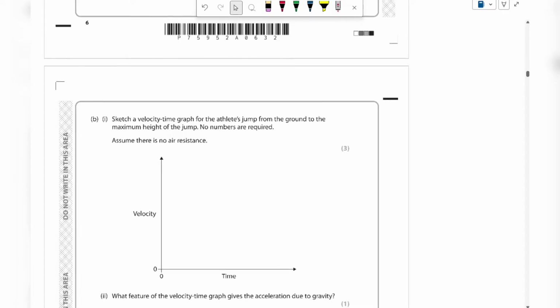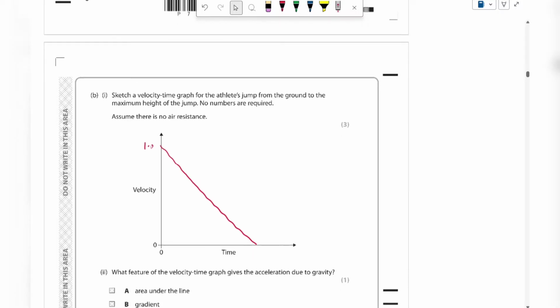Velocity time graph for the jump from the ground to the maximum jump. So when you launch off the ground at time 0, you're going at a very fast velocity, like the velocity we just worked out, isn't it? You're going at that velocity. When you are at the top, you're going to be going at velocity equals 0. So do it with a ruler, put a straight line, something like that. Probably wouldn't have those marks on the real thing.